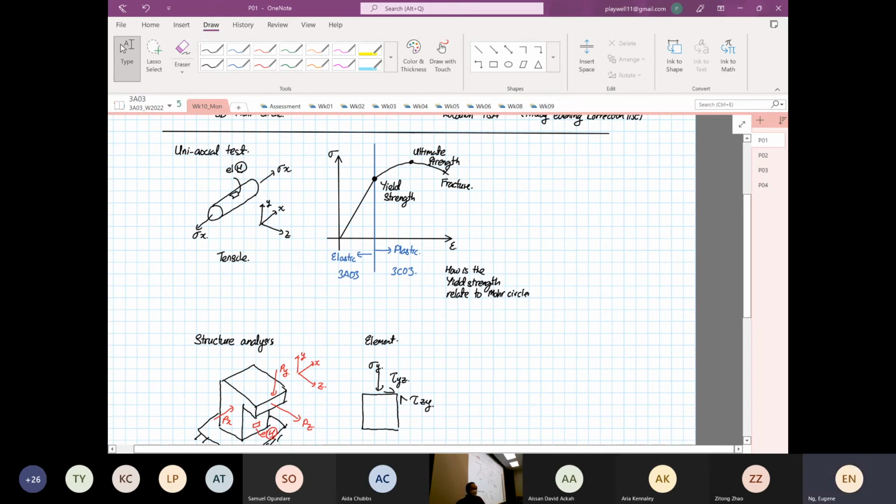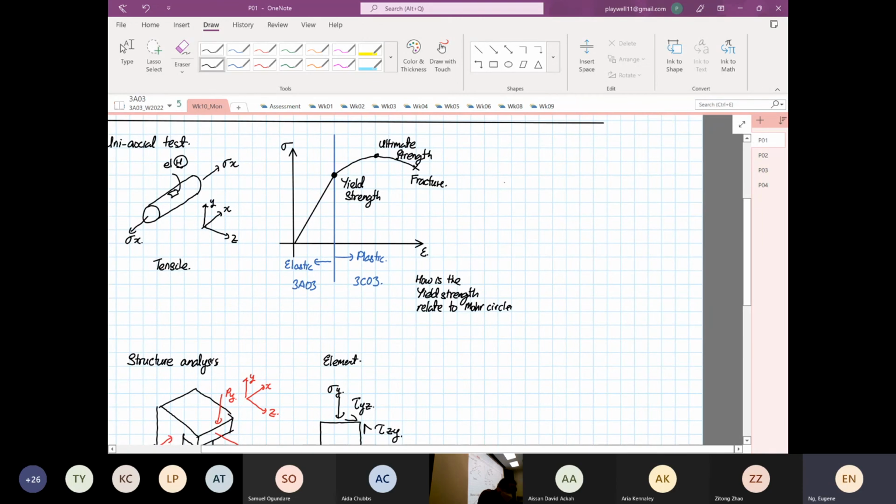The one on the top is uniaxial, the one below is under combined loading. Are they loaded the same way? The answer is no. It's not loaded the same way because on a uniaxial test, our stress in the x direction is equal to Px over A only. Yes or no? It only has what?